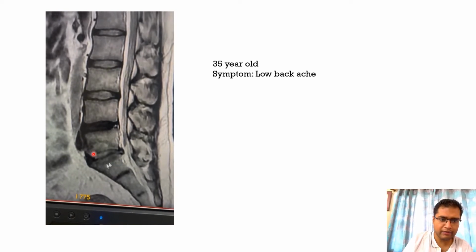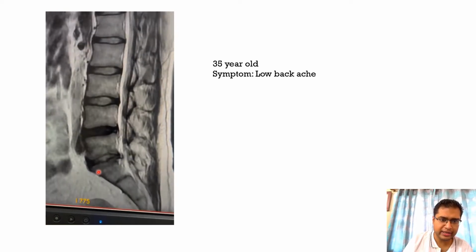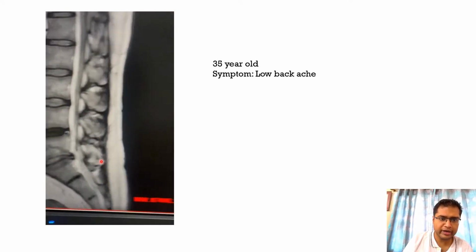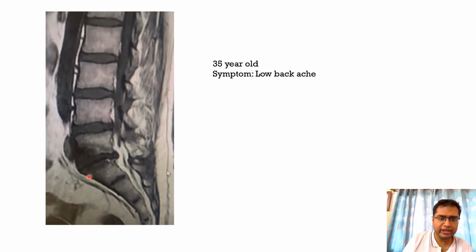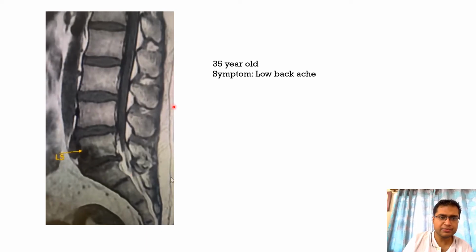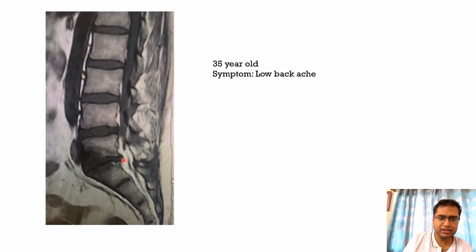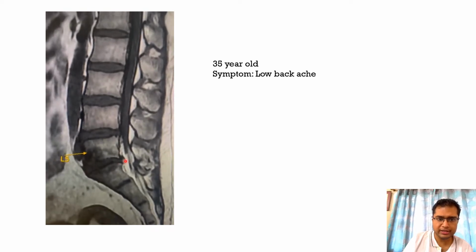This is L5S1 level, and we can see some hyperintensity in the end plates on these T2 weighted images, which appear hypointense on T1 weighted images. These are the sagittal images, T1 weighted L5S1 level. And there is some disc bulge or herniation that is seen here.